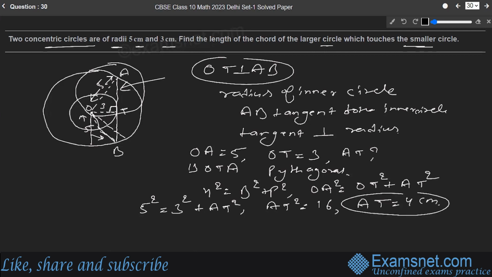Okay, AT is equal to 4 centimeter. So AT is 4 centimeter. Now we can do one more thing. What is that thing? We are supposed to find the length of AB, which is nothing but twice of AT.